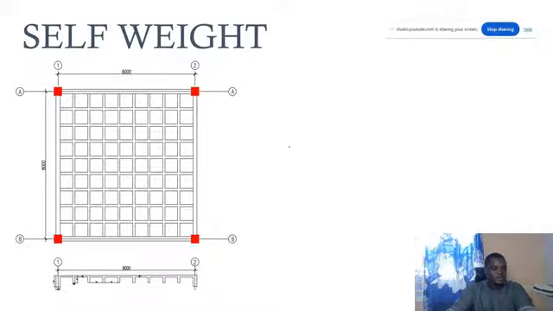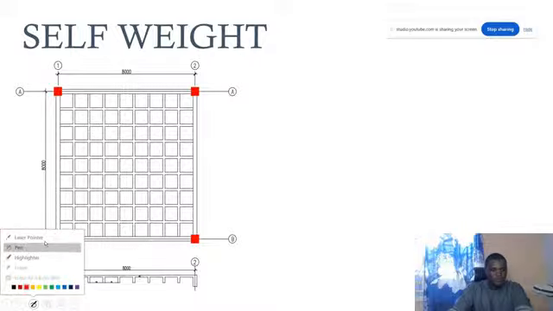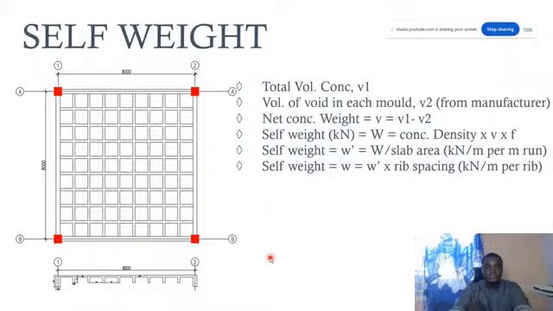So let's take this example. Let's say we have a waffle slab with the size of 8 meters by 8 meters. This is the slab. We want to design this slab, but before you design, you need to estimate your loads. So in order to estimate the loadings, the first thing you have to do is to calculate the total volume of concrete. In this example, our concrete is 300 mm. That is the overall depth of the slab, including the topping and the rib. The total volume is what you calculate.